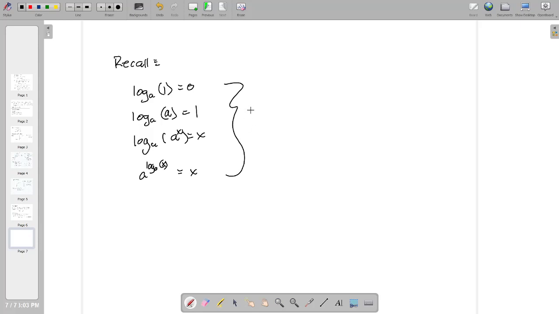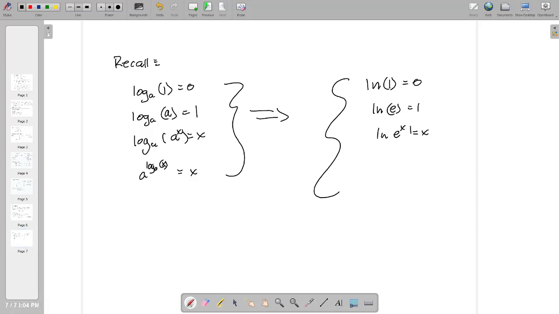All of these properties apply to the natural log as well. So ln of 1 is equal to 0 because it's just a logarithm. It just is base e, that's all. Ln of e is equal to 1 because it's the base. Ln of e to the x is equal to x. Again, e is the base. And e to the ln of x is equal to x.